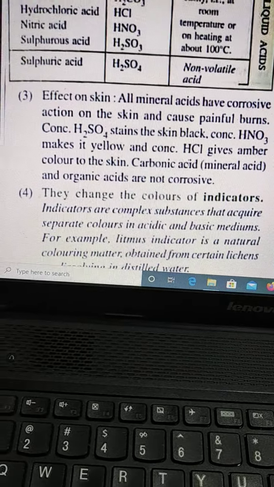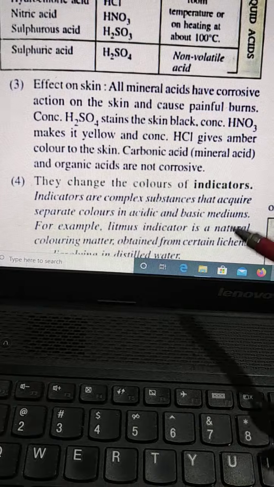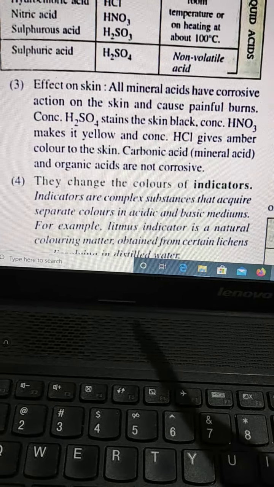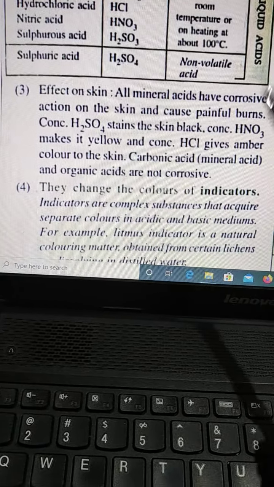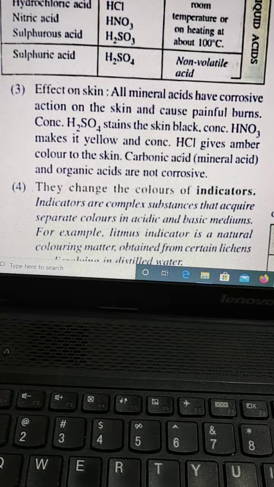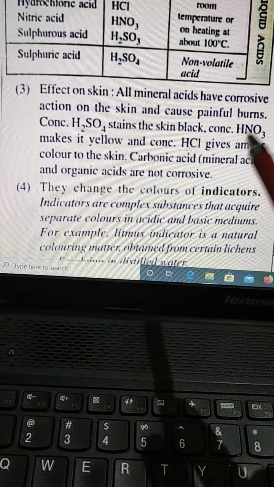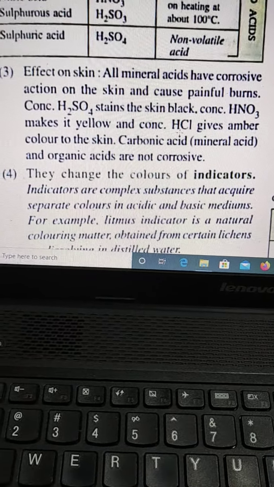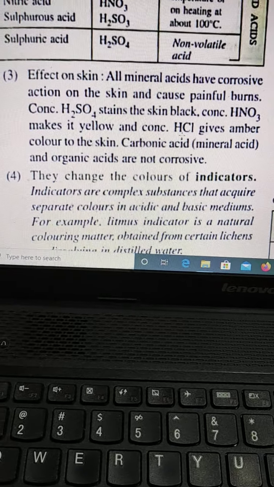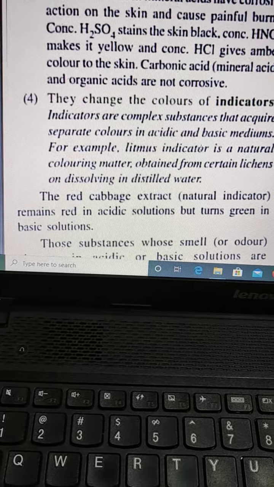Now, what are the effects of acid on the skin? Generally, all mineral acids have a corrosive action on the skin. That means they have a harmful effect and cause painful burns. Concentrated sulfuric acid stains the skin black. Concentrated nitric acid makes it yellow. And concentrated HCl gives an amber color to the skin. Whereas organic acids do not have a corrosive action.